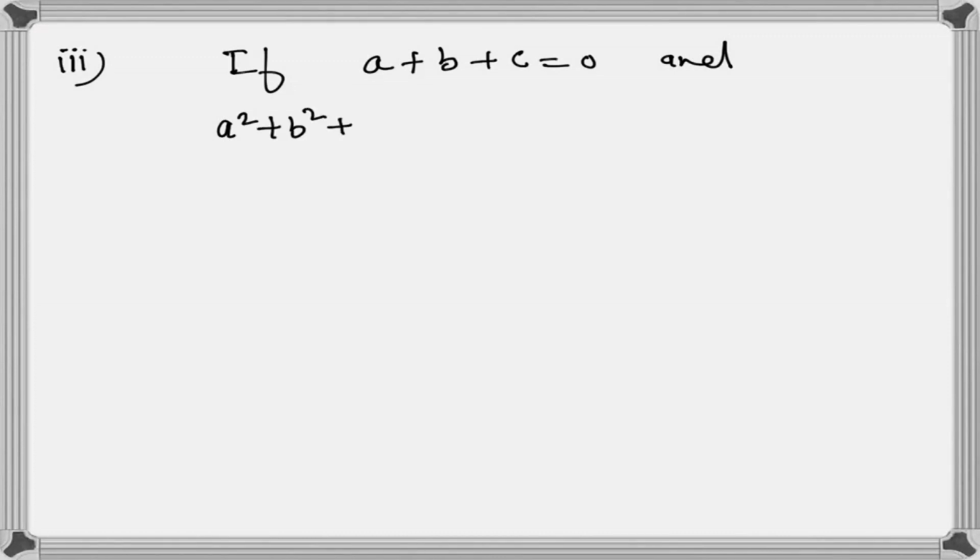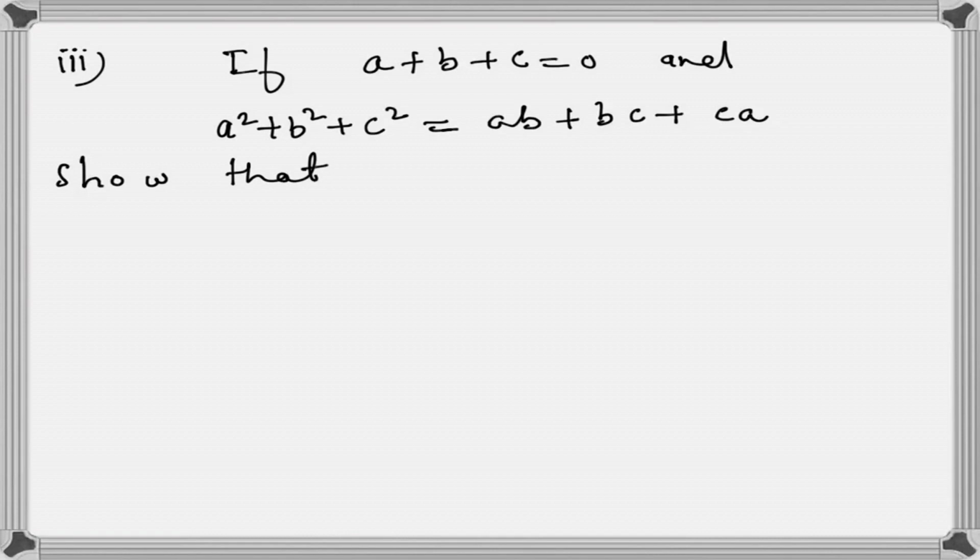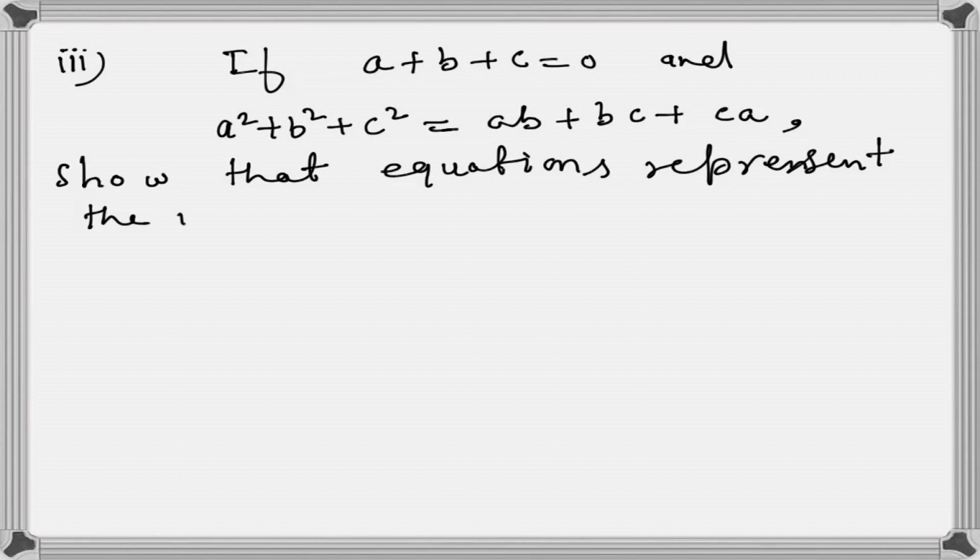Okay. The third part is: if a + b + c is 0 and a² + b² + c² is equal to ab + bc + ca, show that the equations represent the whole of R³.